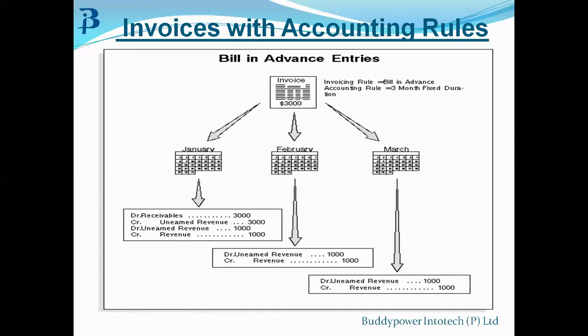And the entries passed for this invoice are like this: in Jan, when the invoice is raised, the receivable account is debit $3,000 and unearned revenue credit $3,000. Now you can understand and relate with that unearned revenue account, right? Yes, Shrikant? Okay.